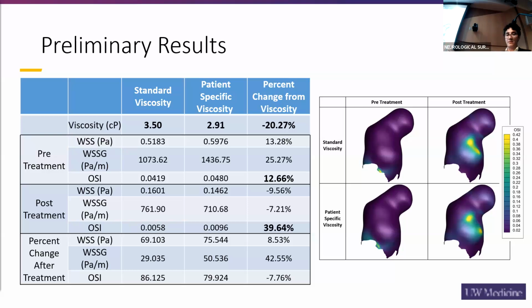As seen here in the data table, there was a 20% change between the standard viscosity and the patient-specific blood viscosity, which resulted in high percent changes in all parameters of interest. The illustration to the right looks at oscillatory shear index in particular, in which we see that there was roughly a 13% change in the pre-treatment, and then a greater percent change of up to 40% in the post-treatment.